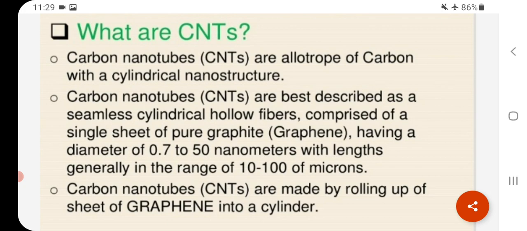Carbon nanotubes are best described as seamless cylindrical hollow fibers comprised of a single sheet of pure graphite, having a diameter of 0.7 to 50 nanometers with lengths generally in the range of 10 to 100 microns.